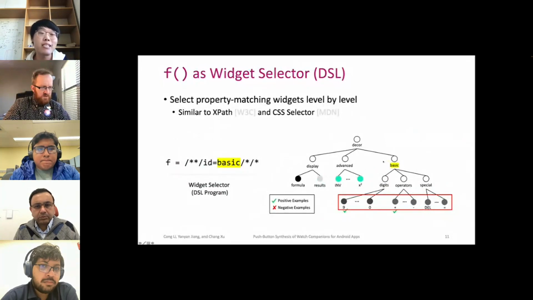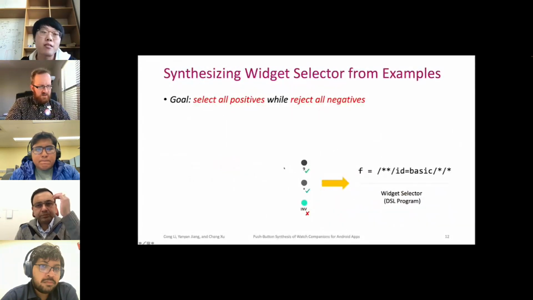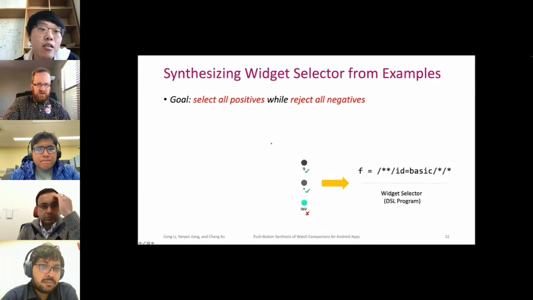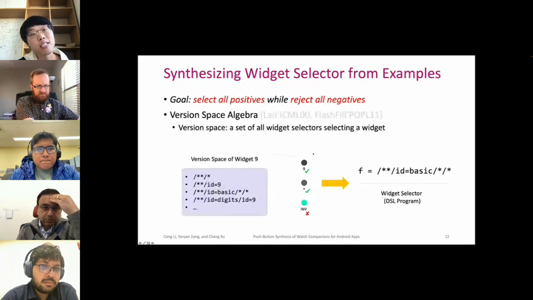It can select properly matching widgets level by level along this tree. Like this one is our widget selector. It works like an XPath or CSS selector. And our goal is to synthesize such a selector that can select all positives and reject all negatives from these examples. And for this goal, we applied version space algebra to do this synthesis.